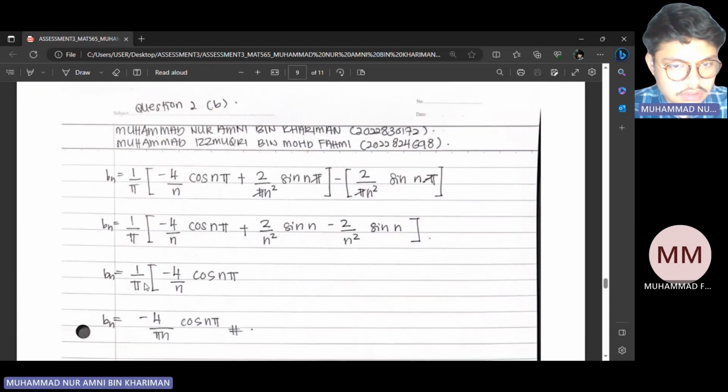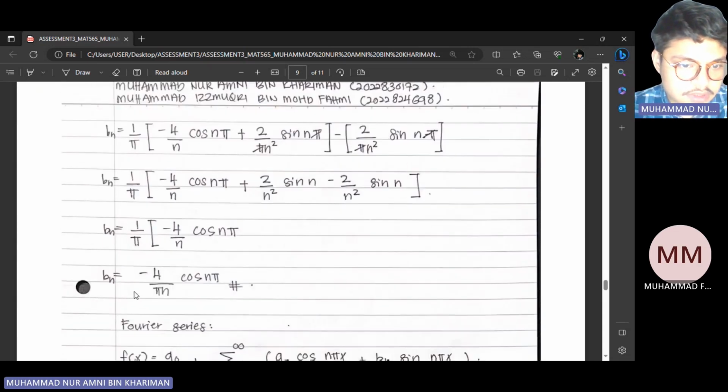We just directly multiply by the value outside. The final answer is negative 4 over pi n cos n pi. That is the final answer for bn.